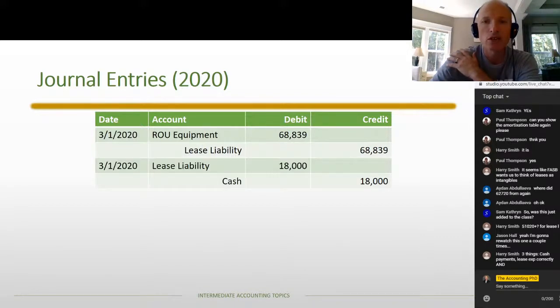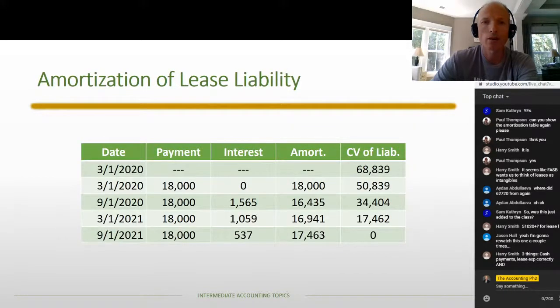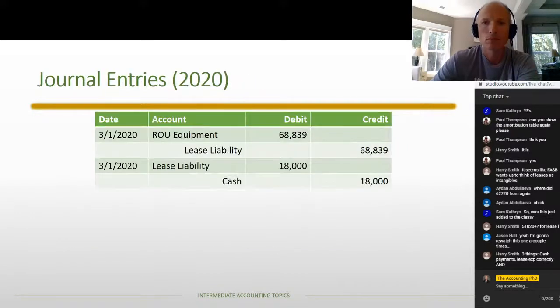Now in this case there is an immediate payment, and that immediate payment goes as a reduction to the lease liability, and of course it is a credit to cash. Again, this is going all the way back to this table right here. That's the March 1st, 2020 payment, a dollar for dollar amortization, which is the reduction to the liability account. 18,000, 18,000.